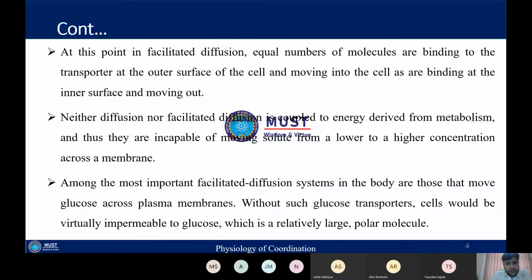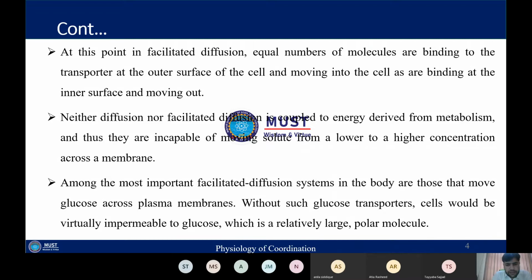So neither diffusion nor facilitated diffusion involves energy, as both of these processes go down the concentration gradient. Both processes involve the movement of molecules from higher concentration to lower concentration. That's why there is no involvement of energy, and that's why these two processes are always with the concentration gradient.